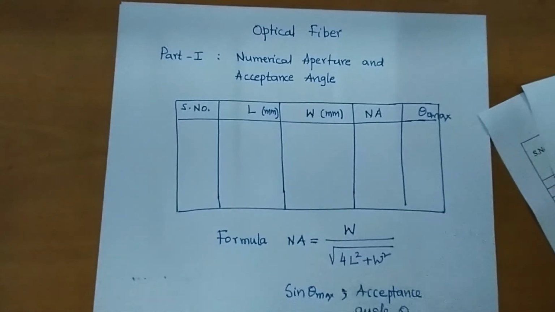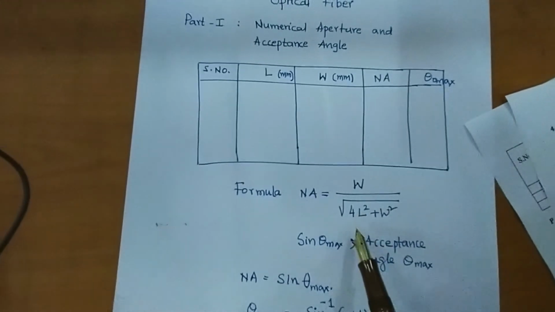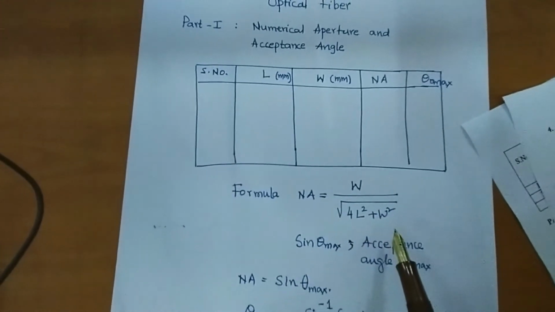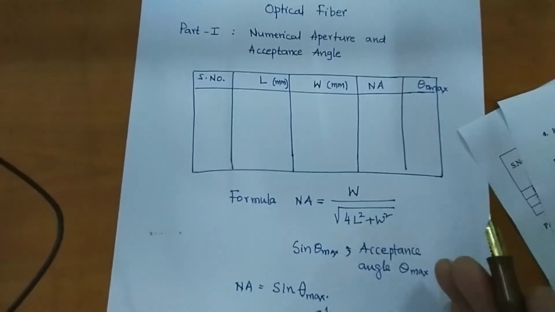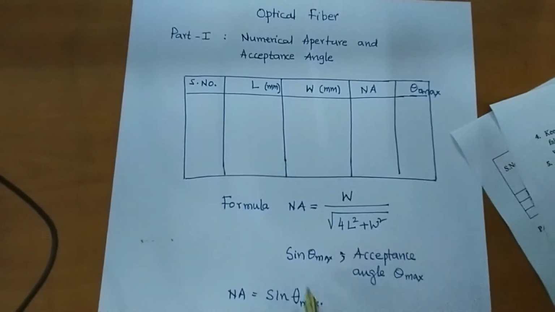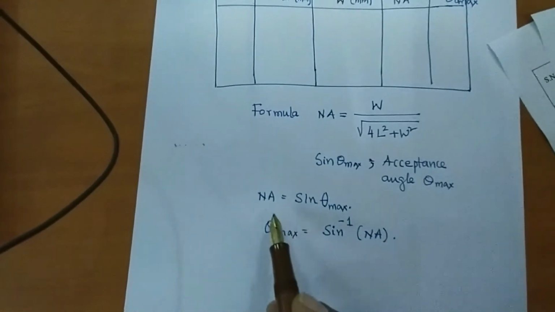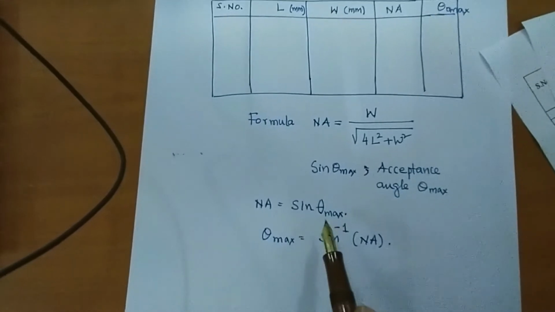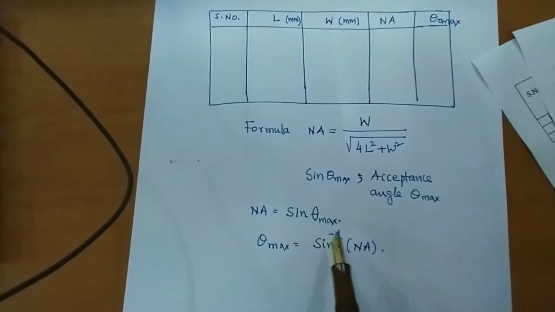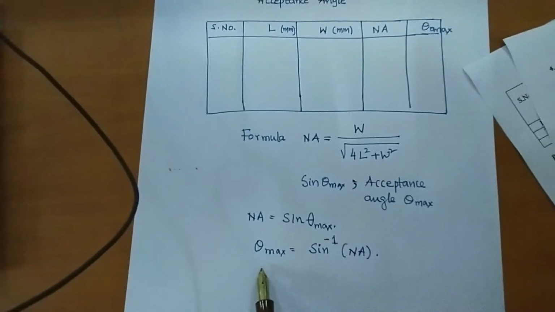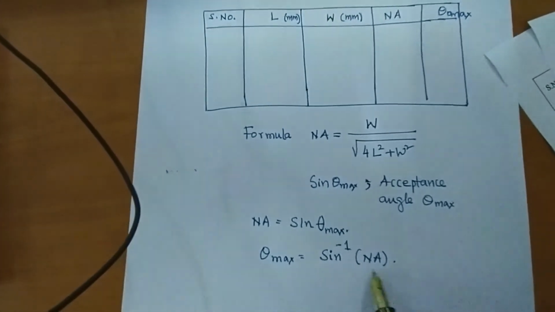But in terms of our experimental setup, numerical aperture is given by the formula W by under square root 4L square plus W square, where W is the spot width and L is the distance where you are keeping the screen from the source. And sine theta maximum, in this theta maximum is the acceptance angle. And numerical aperture and the acceptance angle are related by numerical aperture NA is equal to sine theta maximum. Then I'll write theta maximum is equal to sine inverse numerical aperture.